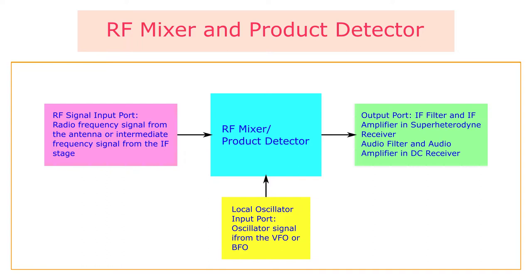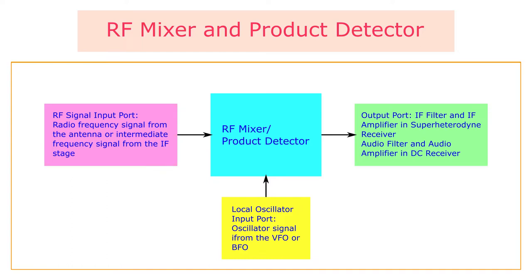A mixer combines an input signal from the antenna with a locally generated RF oscillator or VFO signal and creates a frequency shift, shifting the frequency up or down, producing an RF or intermediate frequency signal at the output.